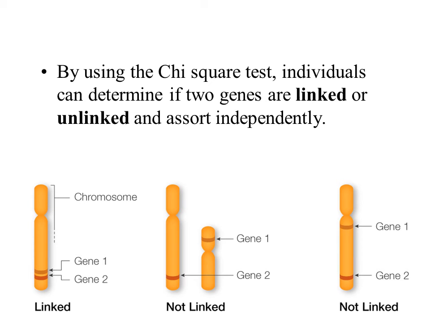Today, we're going to talk about how to use chi-square analysis. By using the chi-square test, individuals can determine if two genes are linked or unlinked. If the genes are unlinked, we can determine if they assort independently or not.